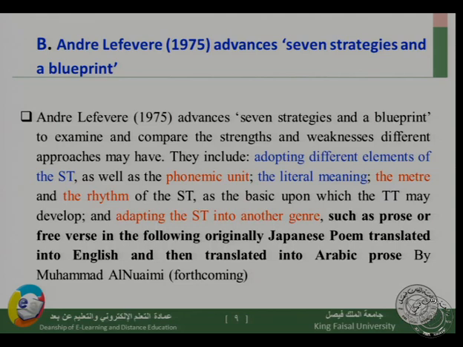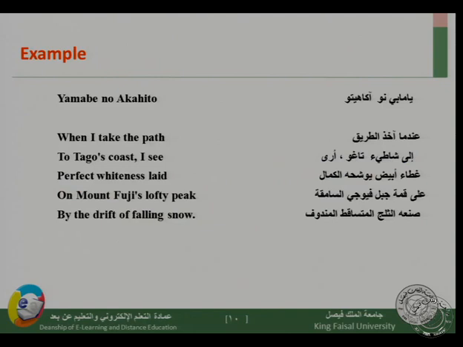Now, when you are translating English poetry into Arabic poetry, it's not easy, by the way, to transfer it into poetry. So he is suggesting that some people translate poetry into prose. Now, how to translate poetry into prose? This is a little example to show you. This poem was written originally in Japanese, and then translated into English, and then translated into Arabic.